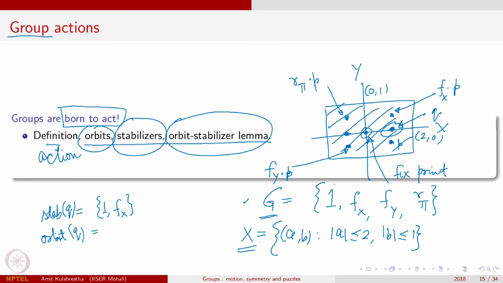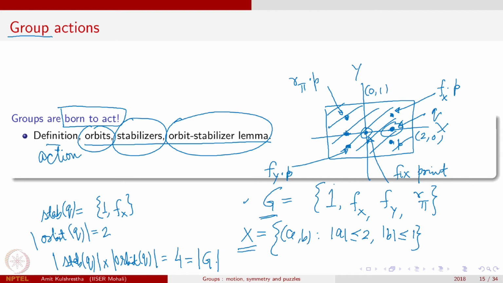Orbit of Q is, again, there are 2 points in the orbit, this point and this point. So the product, stabilizer of Q times orbit of Q is 2 into 2, 4, which is precisely the size of the group.